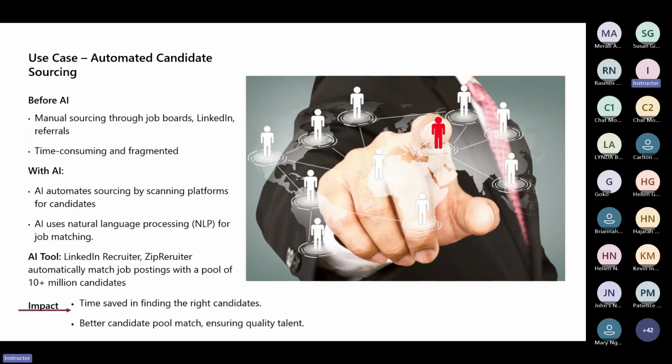So while AI helps to improve the speed and precision of sourcing, it's also very important to balance automation with human oversight to ensure fairness, inclusivity, and the recruitment of well-rounded candidates.